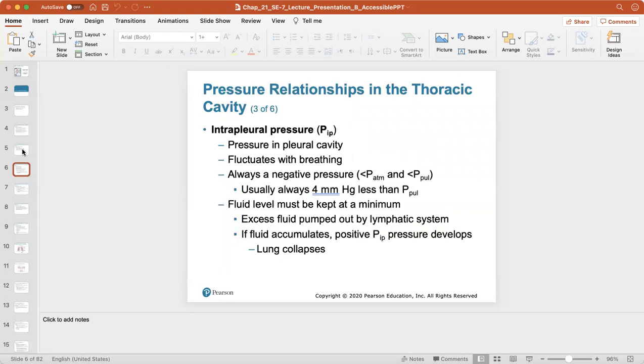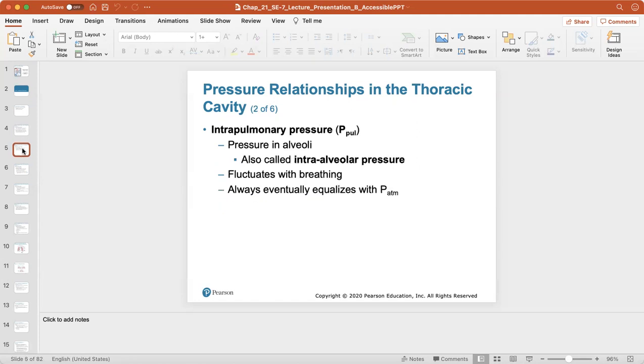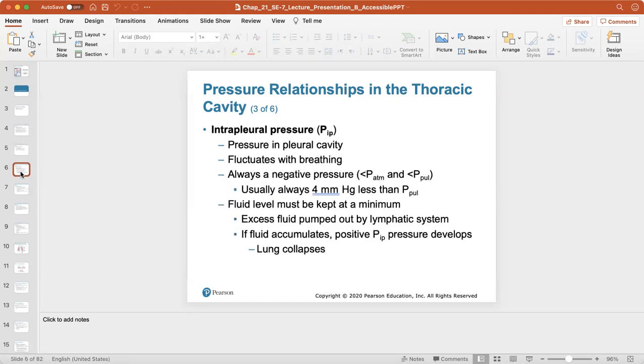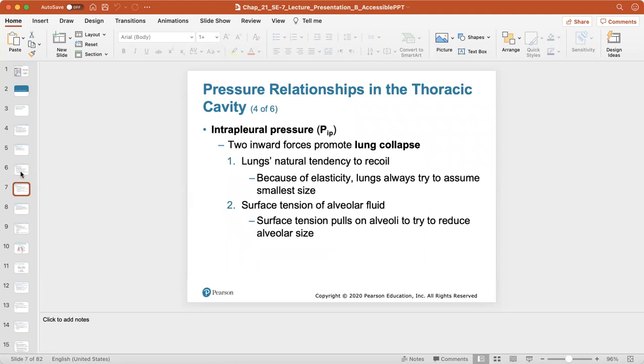Intrapleural pressure is the pressure in the pleural cavity where your lungs reside. This will fluctuate with breathing, and it's always a negative pressure. It is usually 4 millimeters of mercury less than the intrapulmonary pressure within the alveoli. And the fluid level must be kept at a minimum. Excess fluid is pumped out by the lymphatic system. And if fluid accumulates within the pleural cavity, a positive intrapleural pressure develops, and that is what causes a lung collapse if there's too much fluid and too much pressure within the pleural cavity.